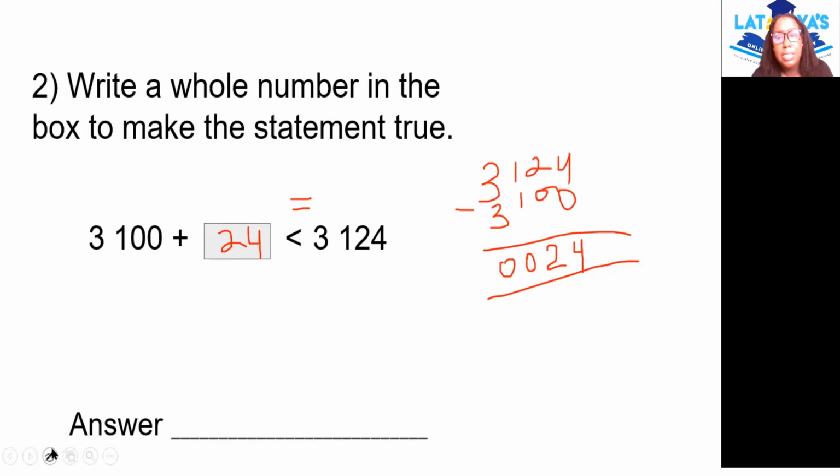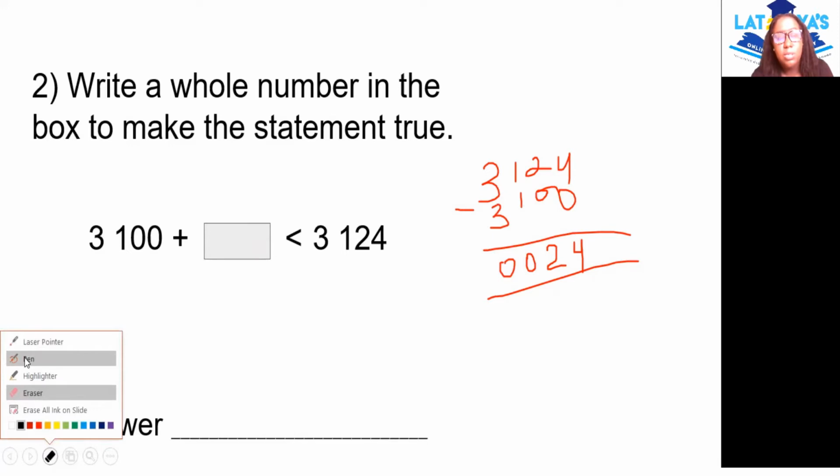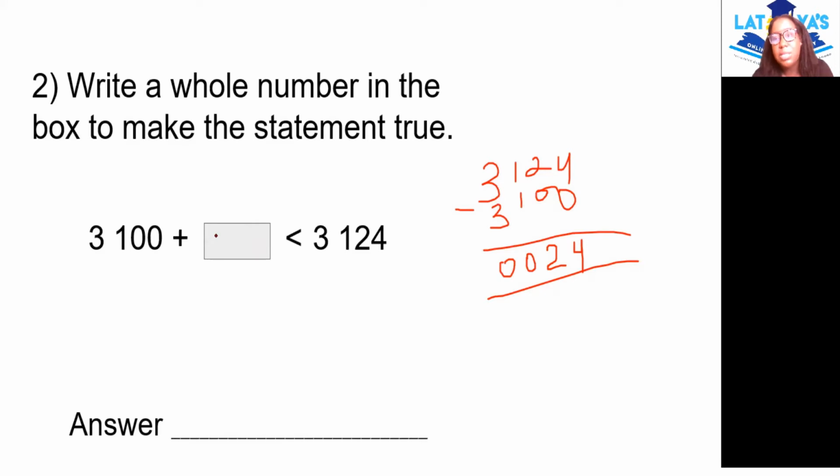They want us to make this statement true, so we have to use any whole number between 0 and 24. So if I put 1, the answer will be correct. If I put 2, if I put 0, if I put 23, any one of those, the answer will be correct. I'm going to write 23. So our answer is 23, any whole number that is less than 24. So your answer could be 21, 20, 19, 5, etc.